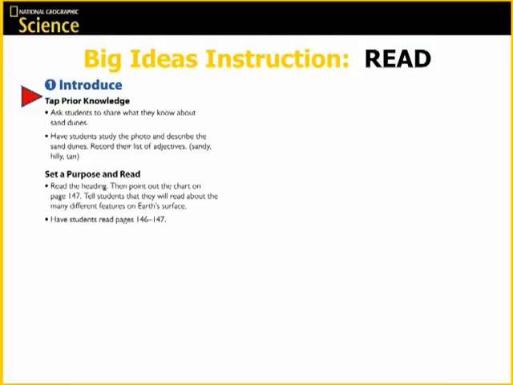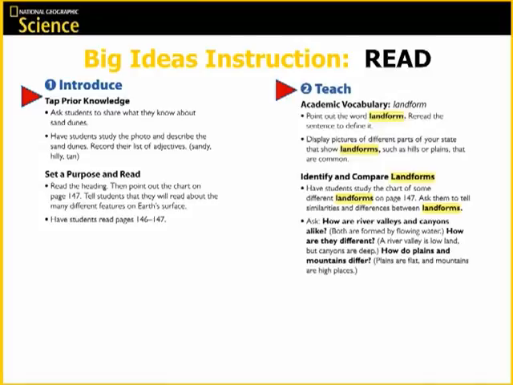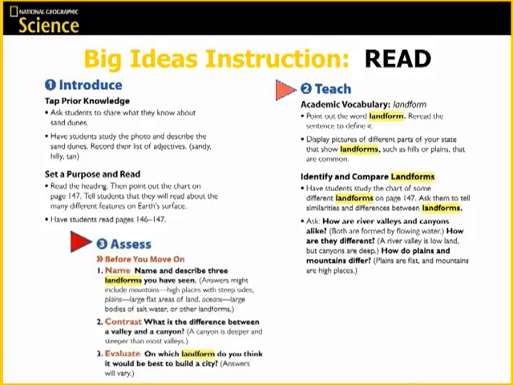Now it's time to begin reading the Big Ideas text. The instructional path for reading is the same as you work through each chapter. You begin each lesson by tapping students' prior knowledge and setting a purpose for reading. The next step is to teach students as they read using the content provided in the teacher wrap. This will include the reading strategies and the science content. You can decide how students will read the text, whether it be buddy reading, partner reading, or choral reading.